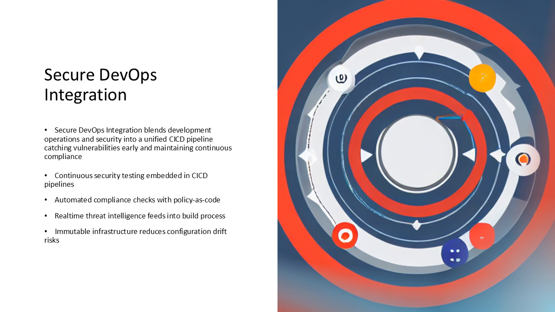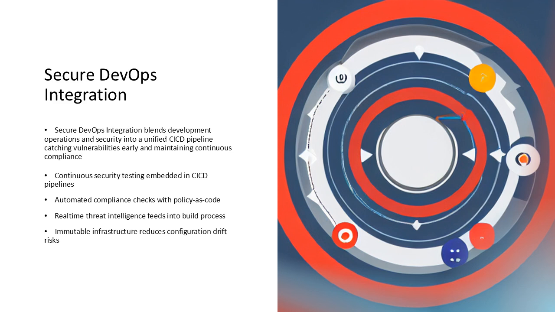Here's a simple explanation. Imagine you're building a house, development. You want to make sure it's safe and follows local laws, right? That's where security comes in. Secure DevOps integration is like having a team of builders and safety inspectors working together from the start. They check for potential problems as they build, so you can catch issues early on.